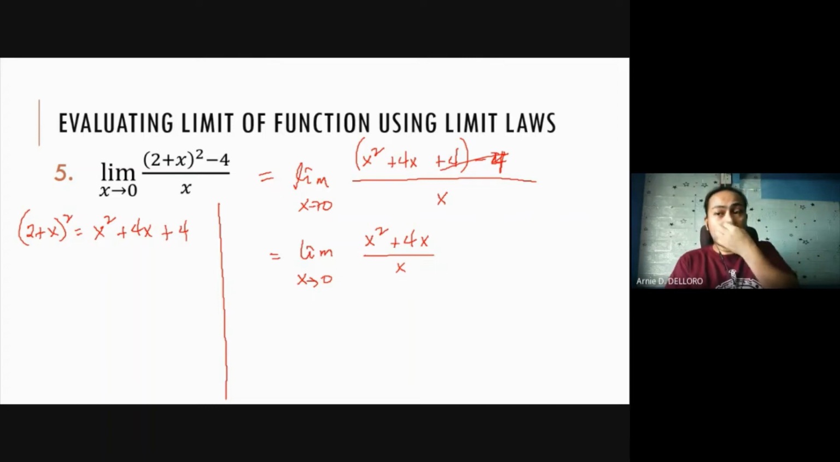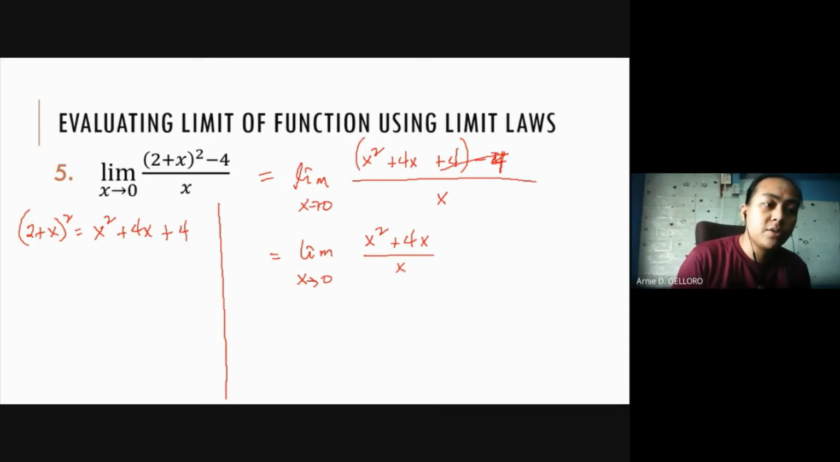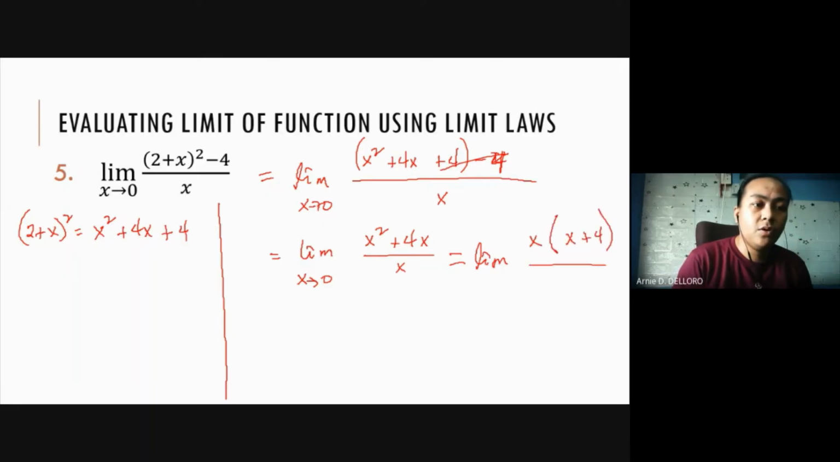Now, merong common sa numerator at denominator, which is the variable x. So, pwede natin siyang i-cancel. Pero bago siya i-cancel, i-extract muna natin yung common. So, we have the limit of x times x plus 4 all over x as x approaches 0. So, pwede na natin i-cancel yung x sa numerator at denominator. Ang matitira ay limit of x plus 4 as x approaches 0.